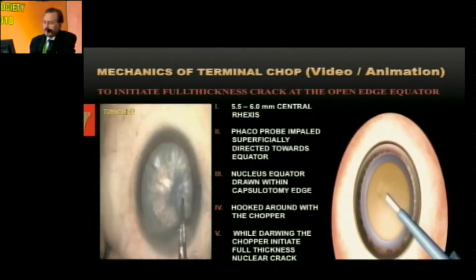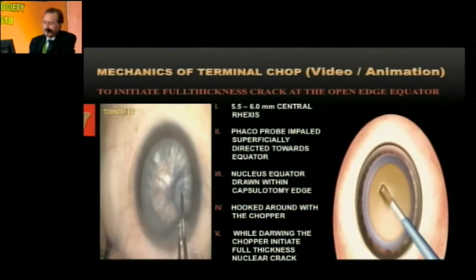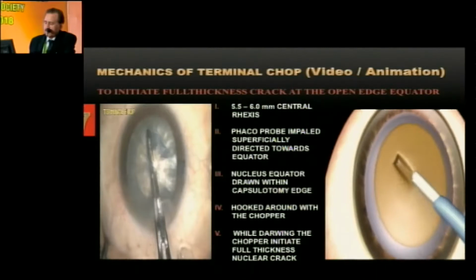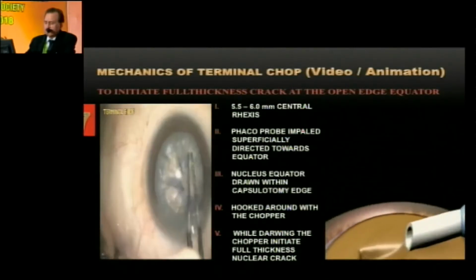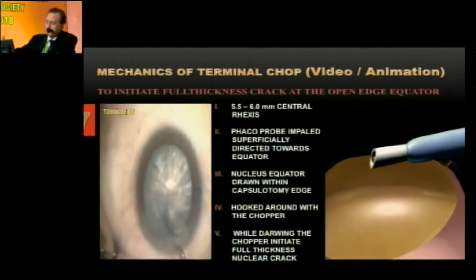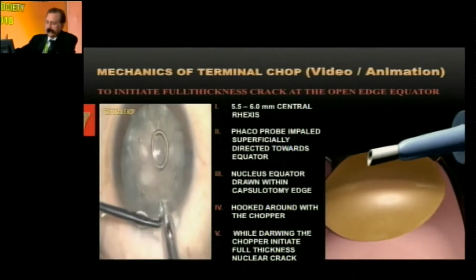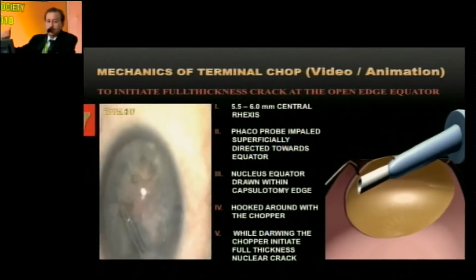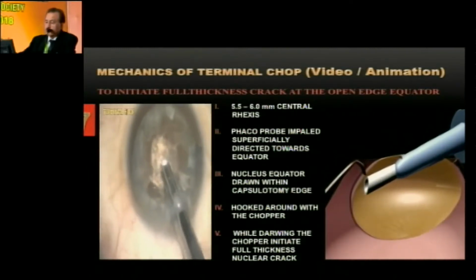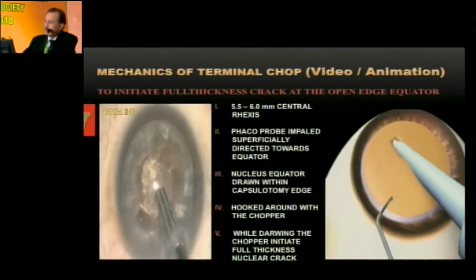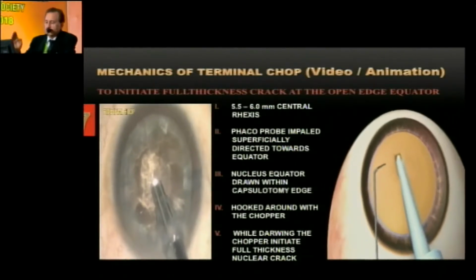Once you create this, you make a small central trench. Like I'm making here on the right side, you can see, very simply, a very small trench. This is not exactly a trench, it's a small groove, just to fit in the phaco probe at a proper plane. And then impale the phaco probe towards the equator. It should be superficial. You don't have to go deep towards the posterior capsule as we do in the vertical chop and the horizontal chop. Here you have to go superficially towards the equator.